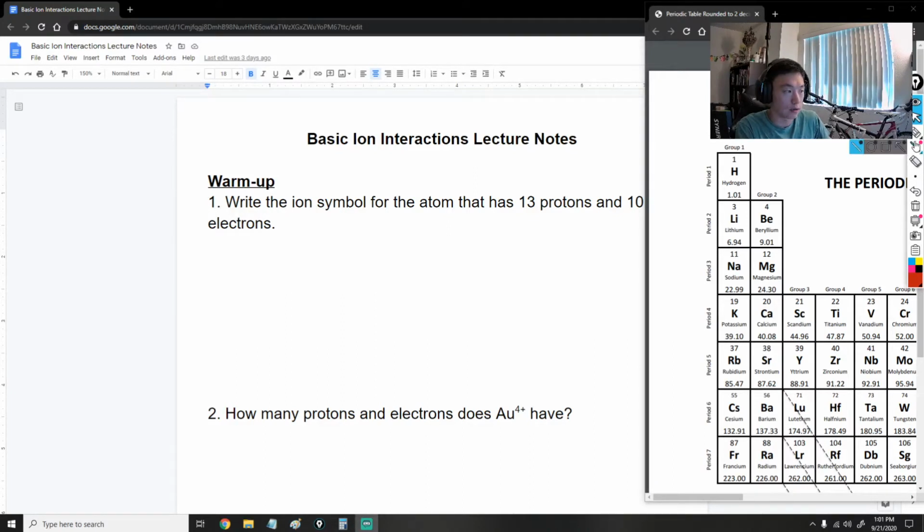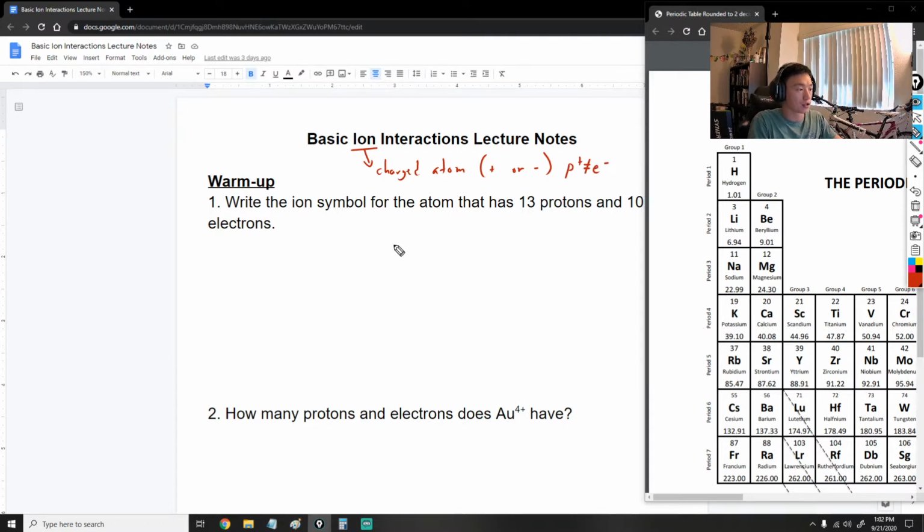Alrighty guys, so today we're going to get started, and the lecture today is called Basic Ion Interactions. If you remember from last time, an ion is basically a charged atom. It's an atom that has either a positive or negative charge, which means that the number of protons and electrons are not equal to one another.